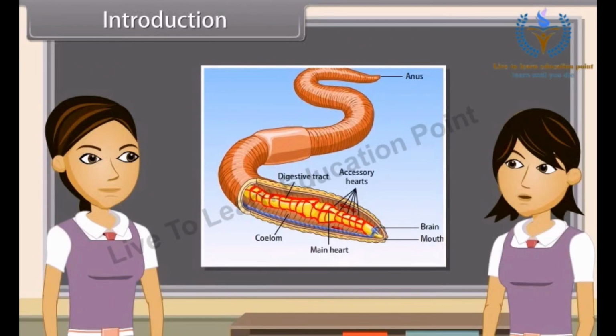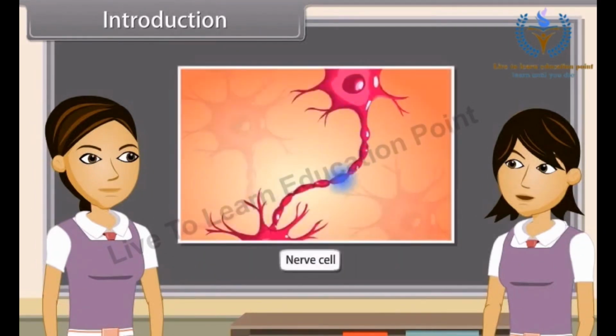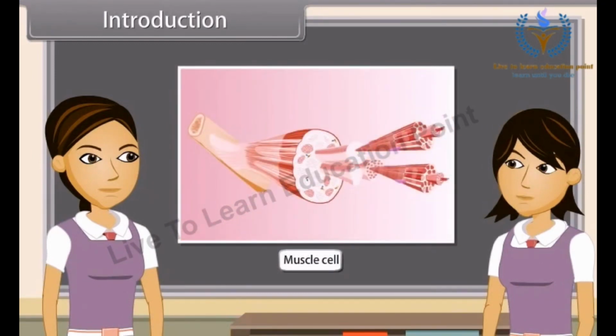But what happens when there are so many similar cells, as in multicellular organisms? In multicellular organisms, these cells are specialized to carry out a few functions efficiently. Each specialized function is done by a group of cells. Yes, I remember that nerve cells carry messages from the brain to every part of the body. Muscle cells contract and relax so that movements are caused.